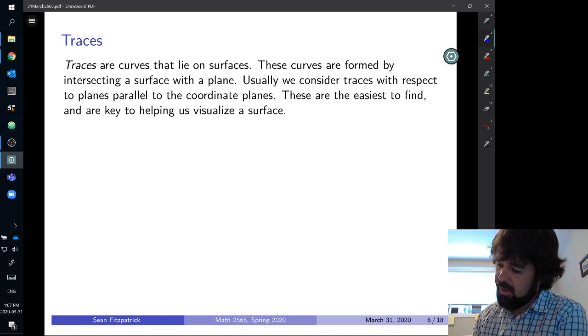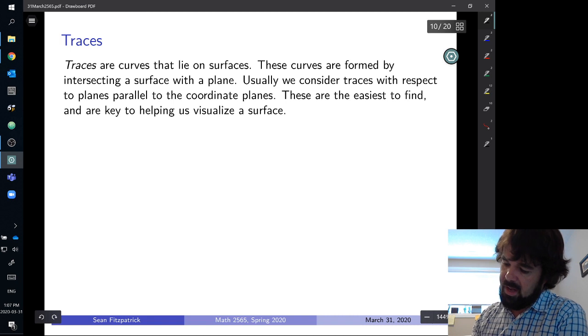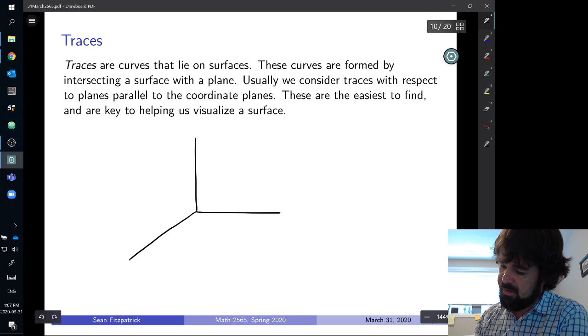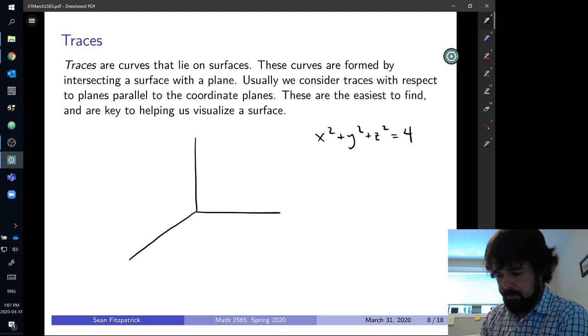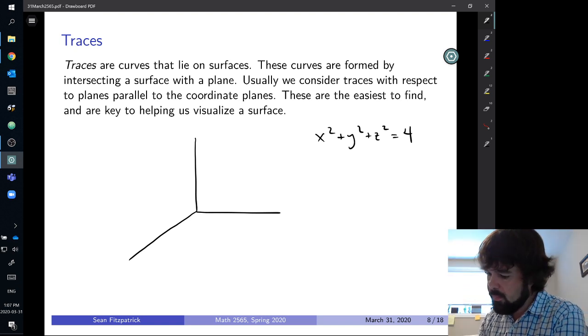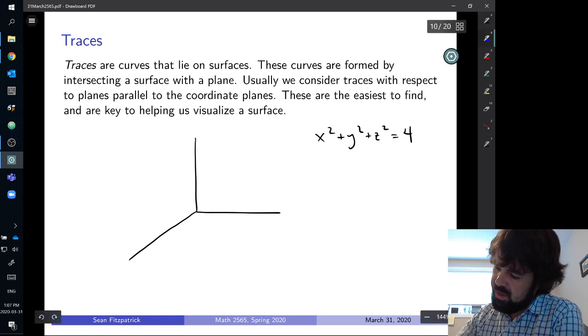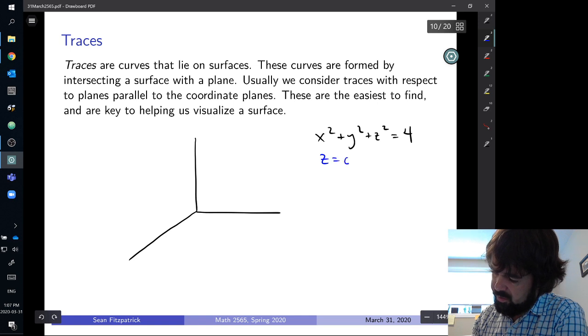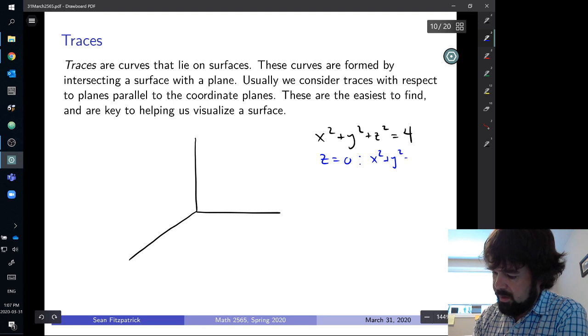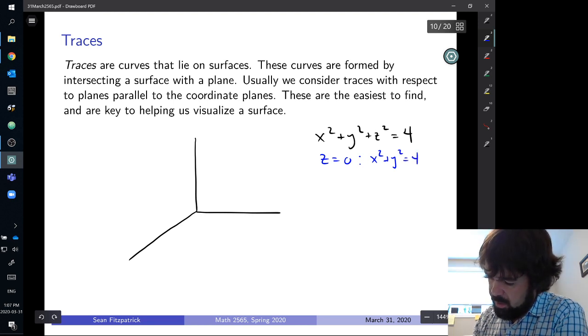All right. So one of the things you can do if somebody hands you an equation, like say somebody gives you x squared plus y squared plus z squared equals 4, okay? And you're not sure what that thing's supposed to look like. I know what it looks like. It's a sphere. Okay, but suppose you don't know. So what you can do is you can say, well, what is the z equals 0 trace? Well, z equals 0 is just x squared plus y squared equals 4. Well, that's a circle.